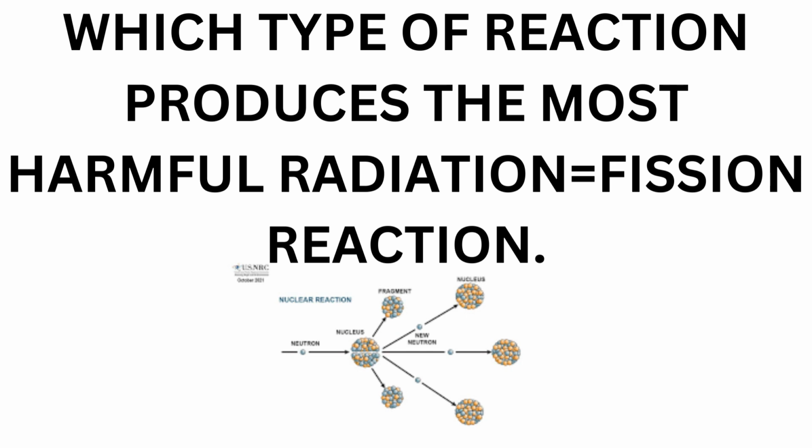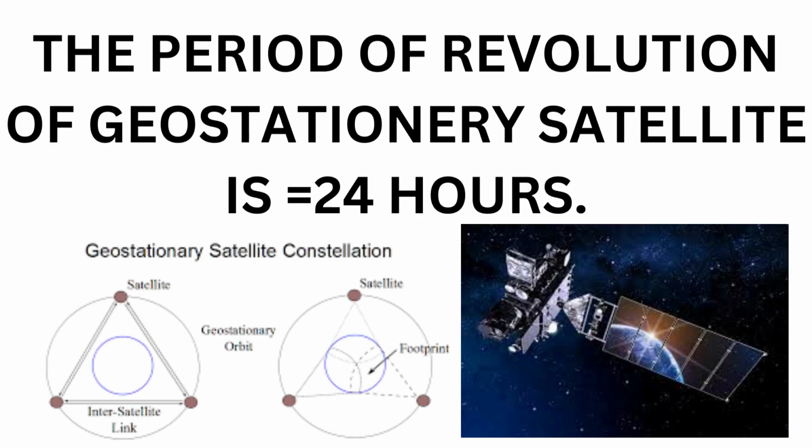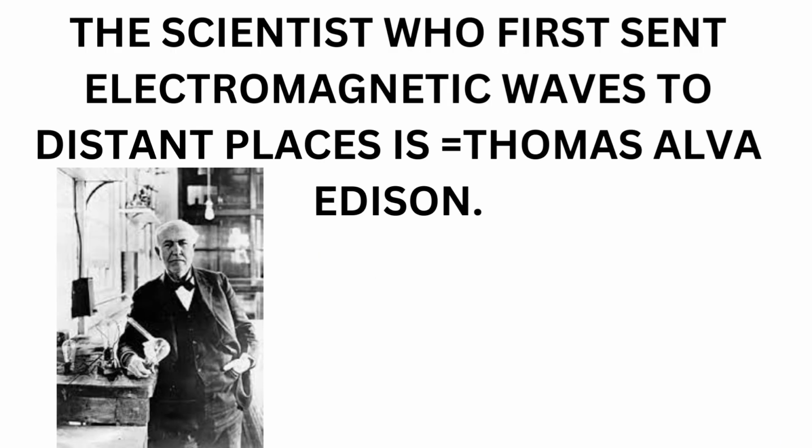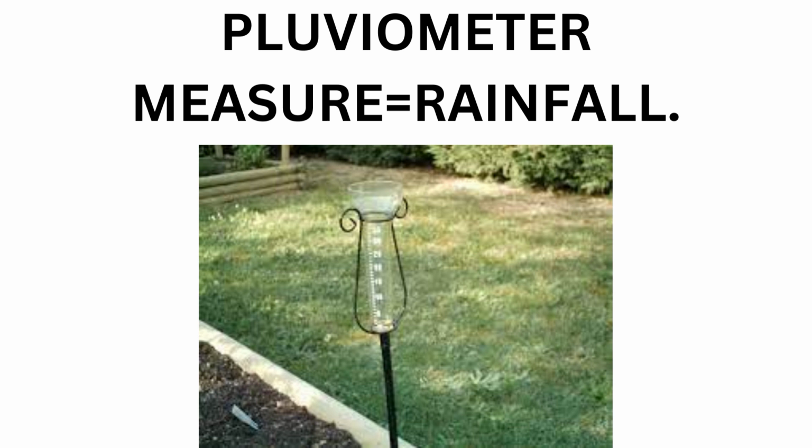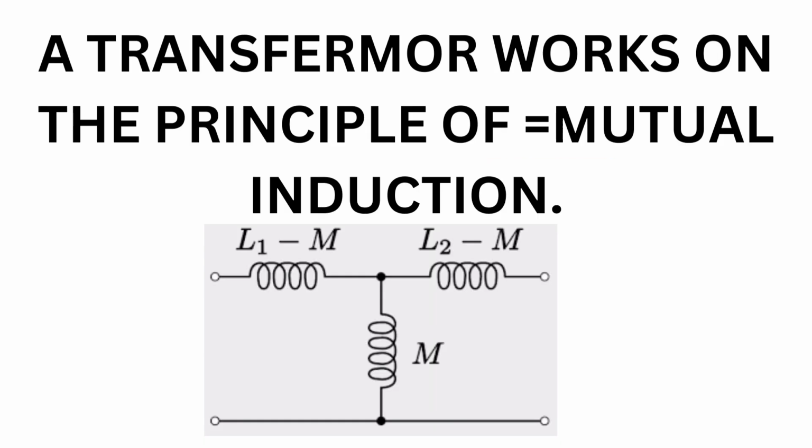Which type of reaction produces the most harmful radiation? Fission reaction produces the most lethal radiation. And the period of revolution of geostationary satellites is 24 hours. And the scientist who first sent electromagnetic waves to distant places is Thomas Alva Edison. And pluviometer is used to measure rainfall, and a transformer works on the principle of mutual induction.